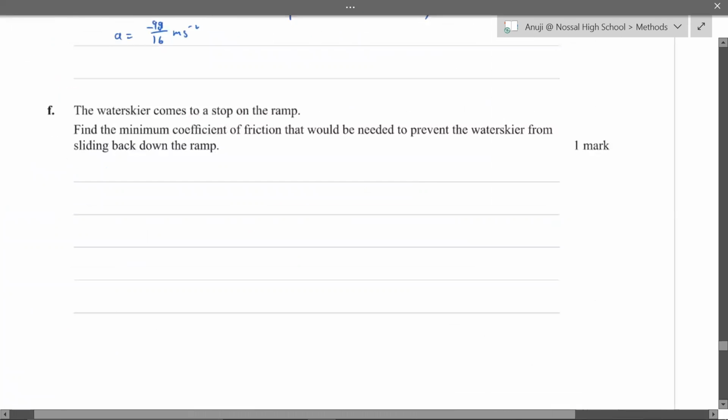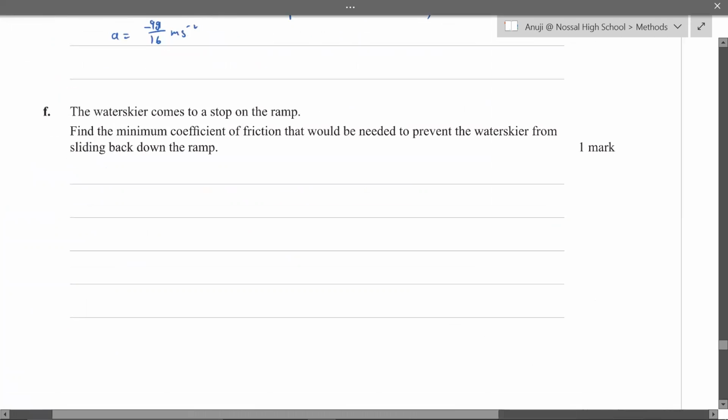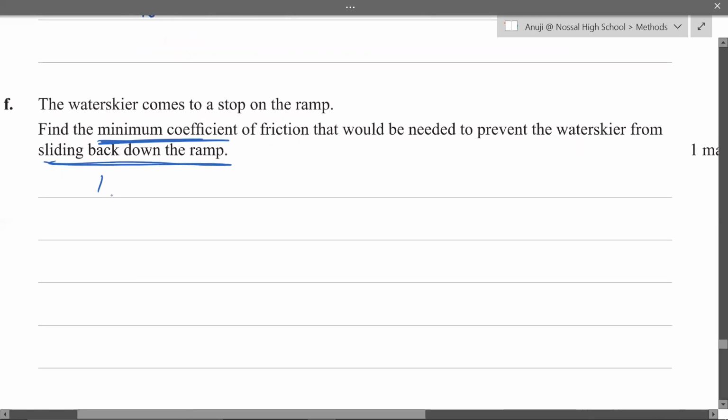The last question is saying that the water ski is coming to a stop on the ramp, and now it's asking for the coefficient so that he doesn't slide back down. So if he's not sliding back down, what we know is that friction opposes motion. So if he's sliding down, the friction will be going up. So basically, if that's not to happen, then the friction force must be greater than the weight component. And the friction force is mu times the normal force.